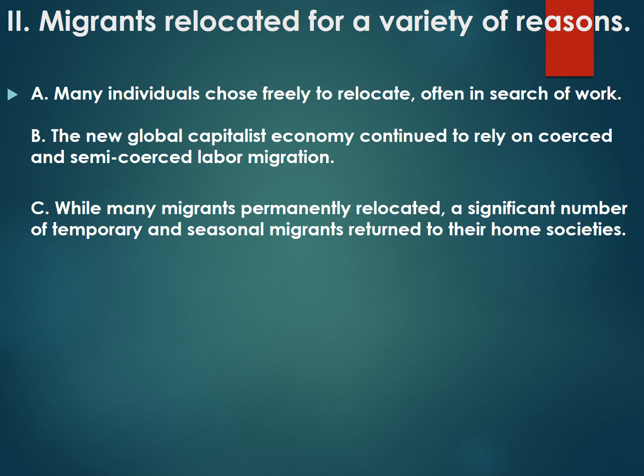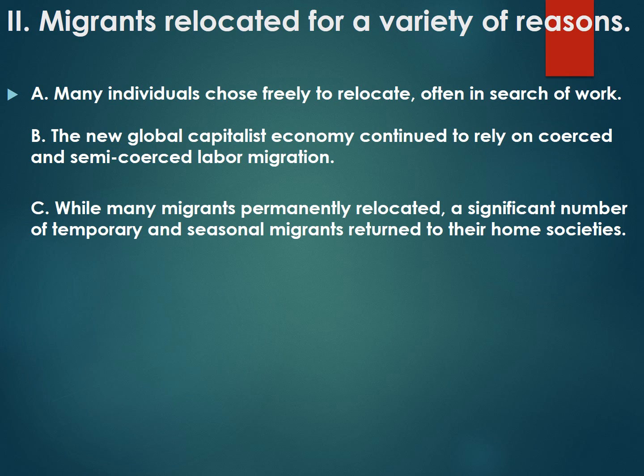For 5.4, we also have Roman numeral 2 here, which says that migrants relocate for a variety of reasons. So teacher speak, you got to know A, B, and C. A, many individuals choose freely to relocate, usually in search of work. B, if they're not choosing freely, sometimes the global capitalist economy relies on coerced and semi-coerced labor migration. And then finally, C is, while many migrants permanently relocate, a significant number of temporary and seasonal migrants return to their home societies.